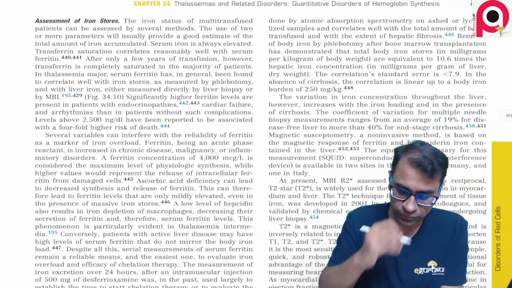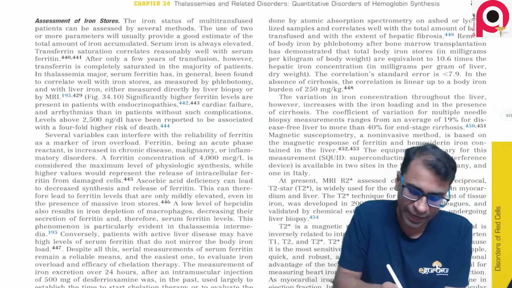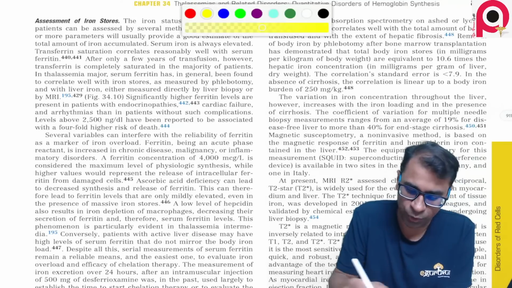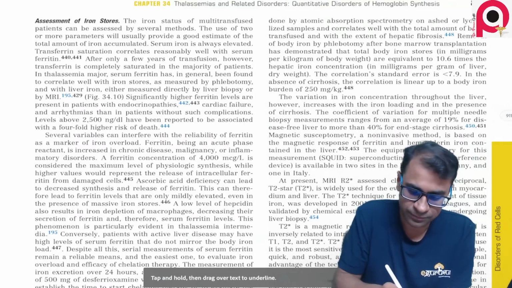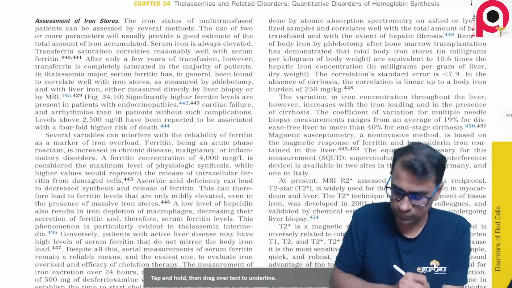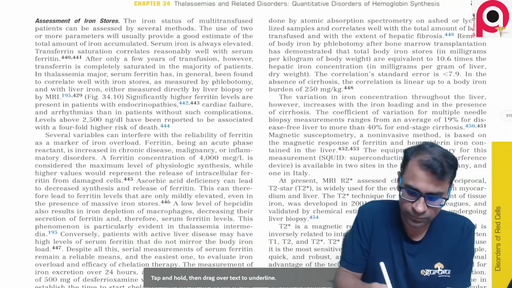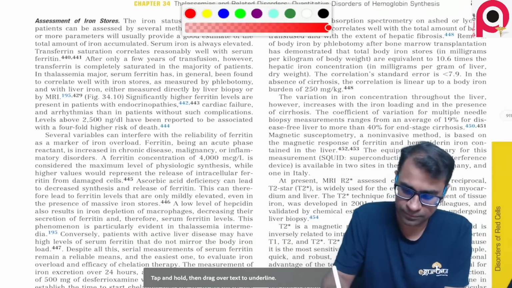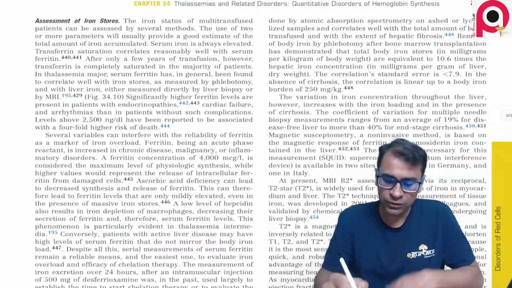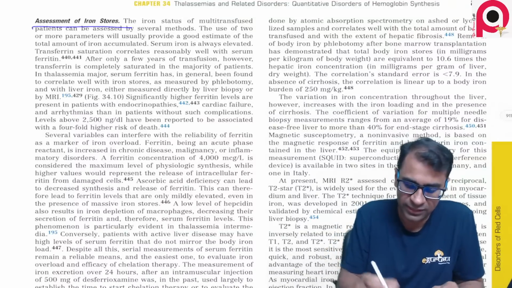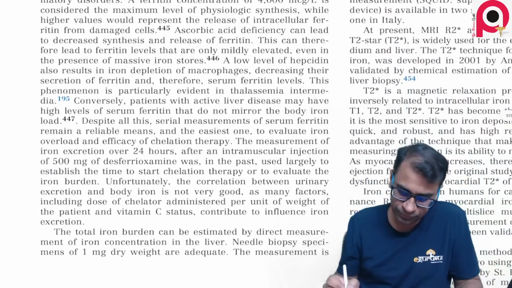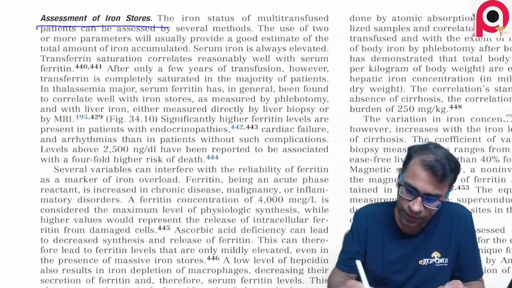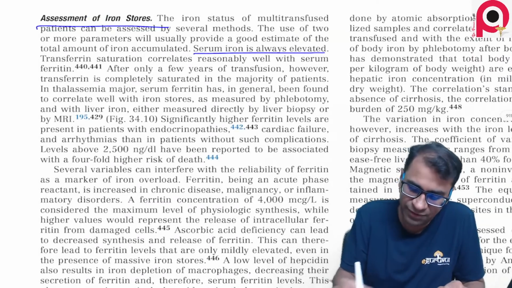Dekho. So assessment of iron stores is the basic point here. Okay, assessment of iron stores. So what is this question talking about? There is a patient who has just come back here. Dekho, serum iron is always elevated.